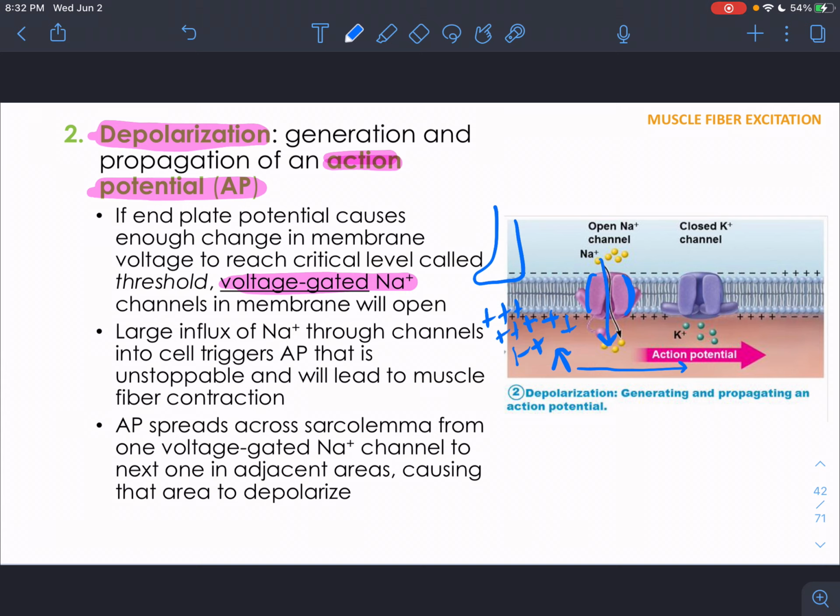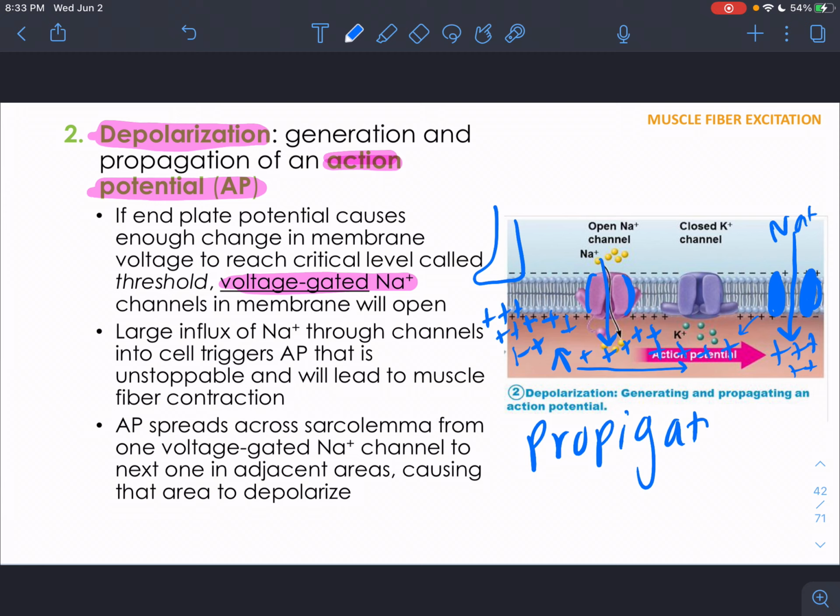Sodium is going to rush into the cell, which is going to cause more positive charge. Okay, and that's going to keep moving. There's going to be another voltage-gated channel down here that's going to sense this change in voltage. It's going to open, allow sodium to come in. Sodium comes in, and the same thing's going to happen, and we're going to call that propagation. That's where you have this movement of depolarization moving along as one voltage-gated channel opens, causing sodium to come in. The next voltage-gated channel opens, causing more to come in. And you're going to have that movement continuing down the whole length of the sarcolemma.